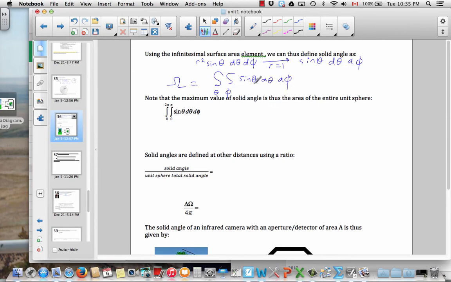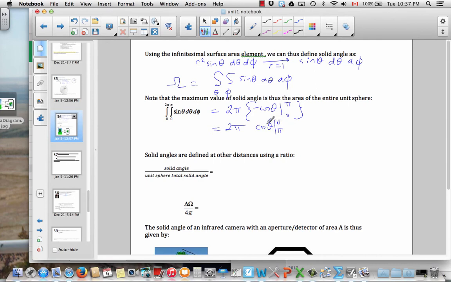Now, if we add up the entire circle, then that's the maximum solid angle you can have. That corresponds to theta running from 0 to pi and phi running all the way around. We do the d phi integral and we just get 2 pi. Then we integrate sine theta and we get minus cos theta from 0 to pi, which of course is 2 pi, and then we can just flip these limits and get rid of the negative sign.